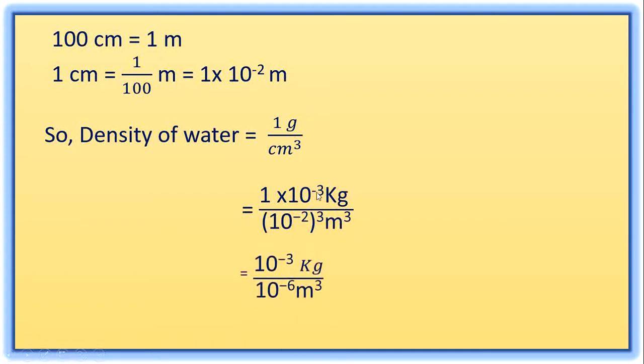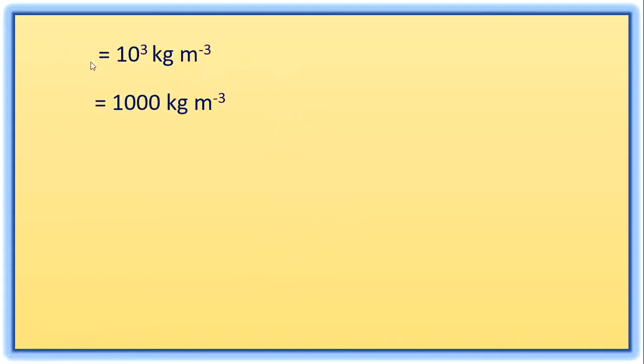Now 1 into 10 power minus 3, we get 10 power minus 3. Now 10 power minus 2, when you take it as cube, we get 10 power minus 6 kilogram meter cube. Now this 10 power minus 6 goes to the numerator, it becomes 10 power plus 6. So minus 3 plus 6, we get 10 power 3. So 10 power 3 kilogram meter minus 3. Now this 10 power 3 becomes 1000 kilogram meter minus 3.